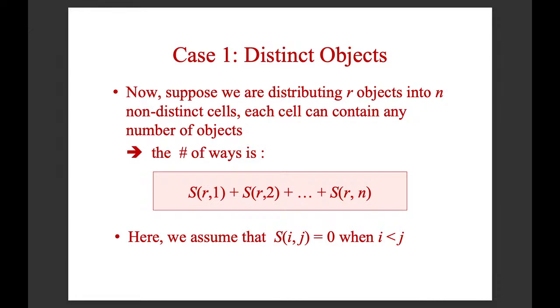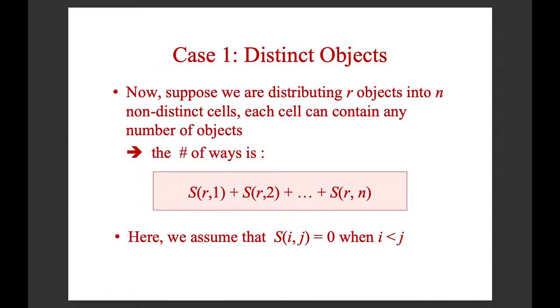The first case is we just have one non-empty bin. The second case is we have exactly 2 non-empty bins. The third case is we have exactly 3 non-empty bins, and so on and so forth. Then we count the number of ways of distributing the items into these cases, and we sum them up. This is the answer: SR1 plus SR2 up to SRN. Is that okay?